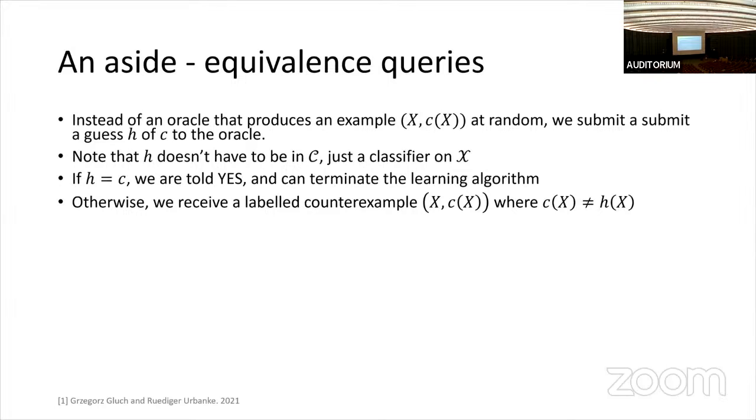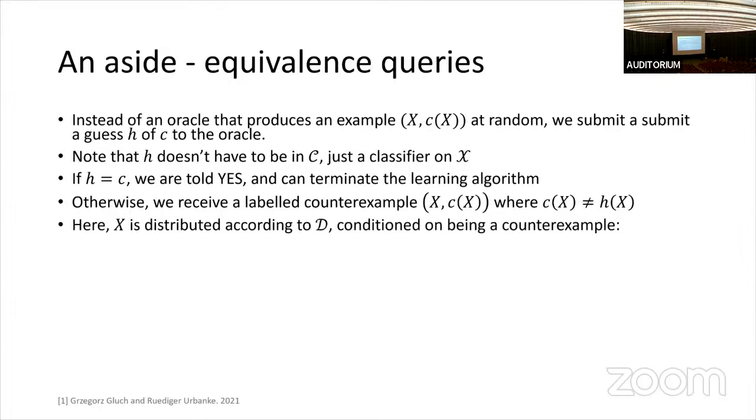But we're going to talk about it in the random setting, where the counterexample is basically distributed according to the underlying distribution, but conditioned on being a counterexample. So if x is a counterexample, its probability is just the distribution renormalized by the probability that you're wrong. And if it's not a counterexample, then its probability is 0.